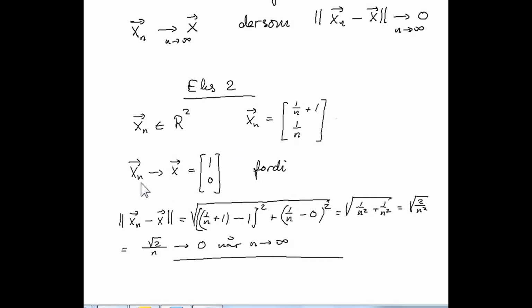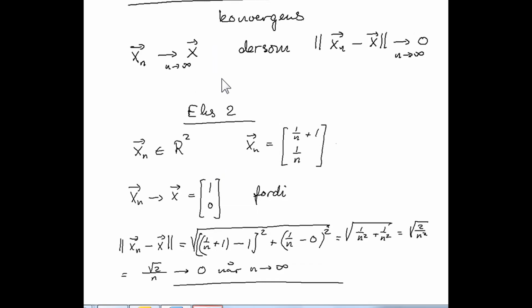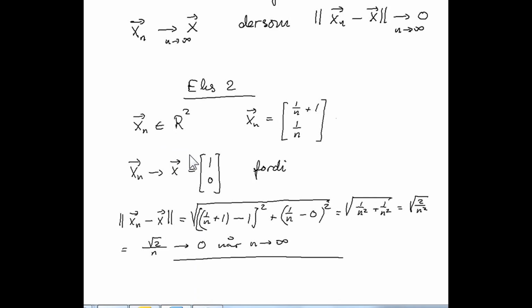It's natural for us to guess that we have this convergence, that xn converges to this element in this space R2. But we have to prove it. And recall the definition of convergence here. We have that xn minus x in norm should converge to 0.